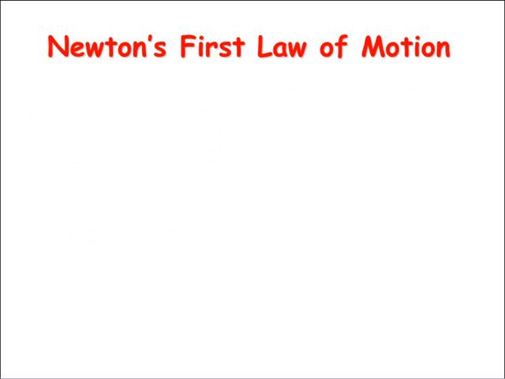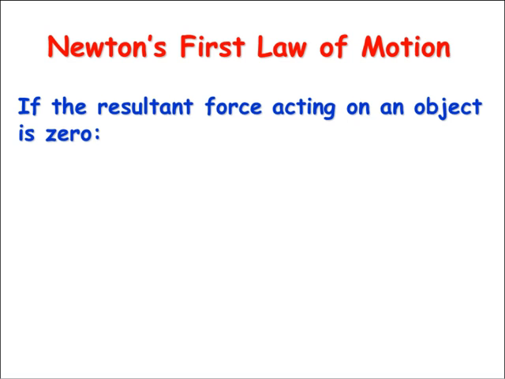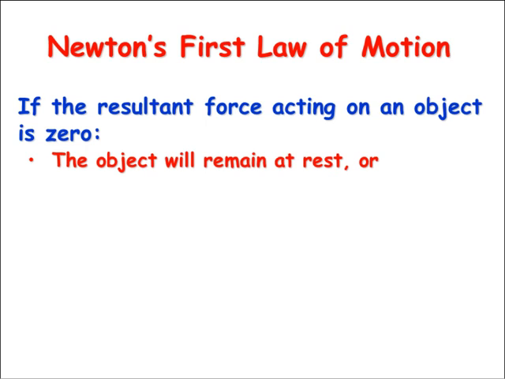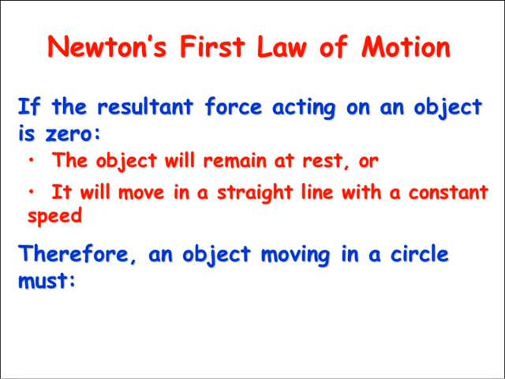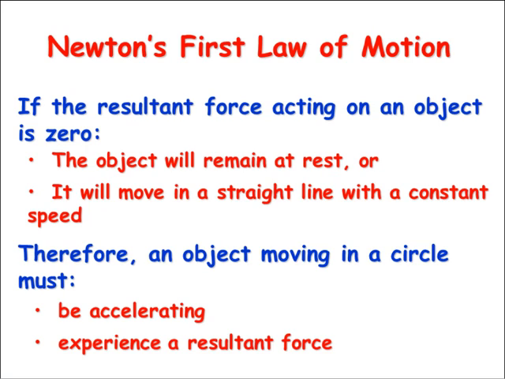So if we revisit Newton's first law, it said that if there is a zero net force acting on it, the object remains at rest, or it will keep moving in a straight line at constant speed. Now the object is at constant speed, but to keep moving in a circle it must be experiencing an acceleration, and there must be a resultant force. So it's a non-zero net force because of the continual change in direction.